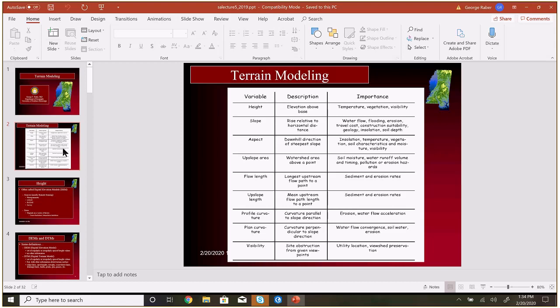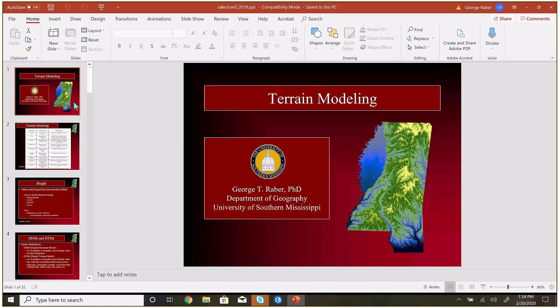And there are a number of different derivatives that you can calculate from terrain data. When we talk about terrain data, we mean data like you have here of the state of Mississippi, where every raster cell represents an elevation. And that elevation is the height above some datum. You think about elevation, what is elevation? What do we usually think of it as the height above?